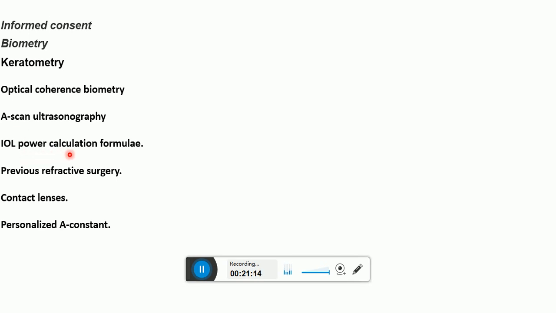Next is IOL power calculation formula. Numerous formulas have been developed that utilize keratometry and axial length to calculate the IOL power required to achieve a given refractive outcome. Some formulas incorporate additional parameters such as anterior chamber depth and lens thickness to try to optimize accuracy. The SRK/T, Haigis, Hoffer Q, and Holladay 1 and 2 are commonly used. Specific formulas may be superior for very short, possibly the Hoffer Q, and long eyes. But opinions vary. It is very wise to plan individually for unusual eyes.